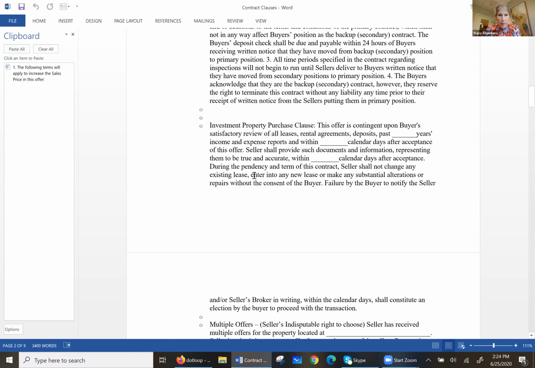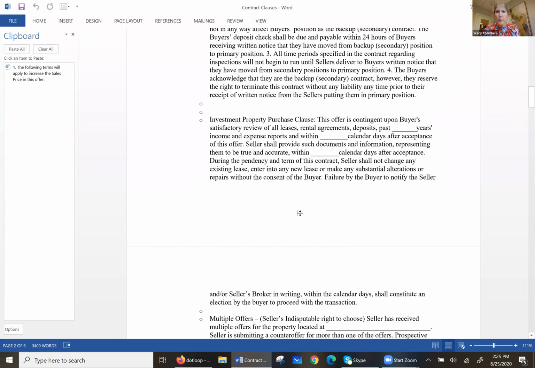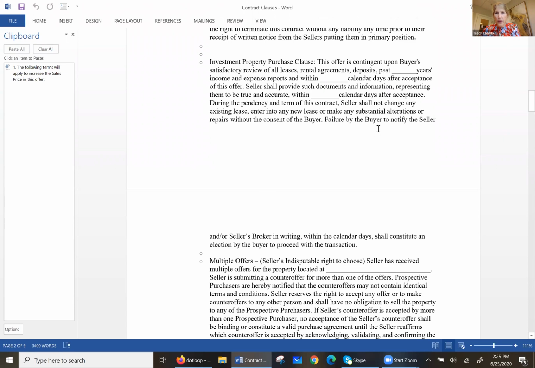During the pendency and term of this contract, seller shall not change any existing lease, enter into any new leases, or make substantial alterations or repairs, because they could make a huge repair, and then you're buying the property, and you would be stuck with the consequences. Failure to notify the seller and the broker in writing within the 14 calendar days shall constitute an election to proceed. So you've got to keep on top of this.